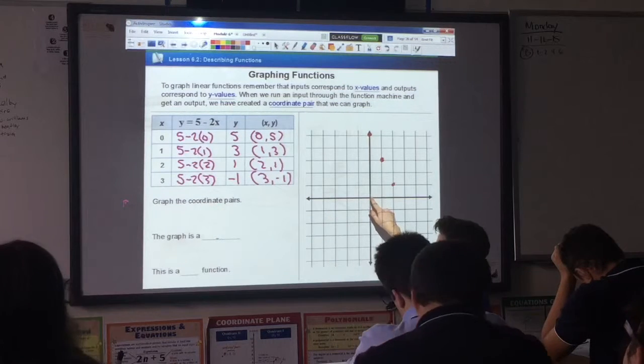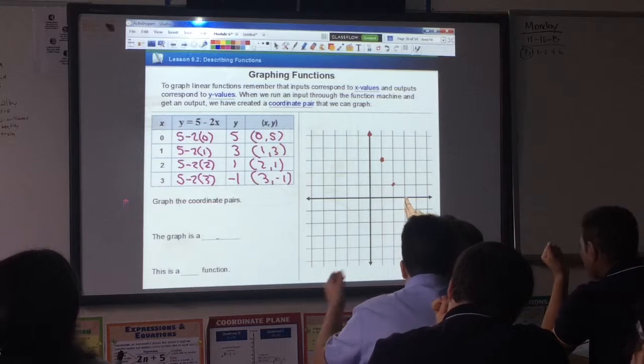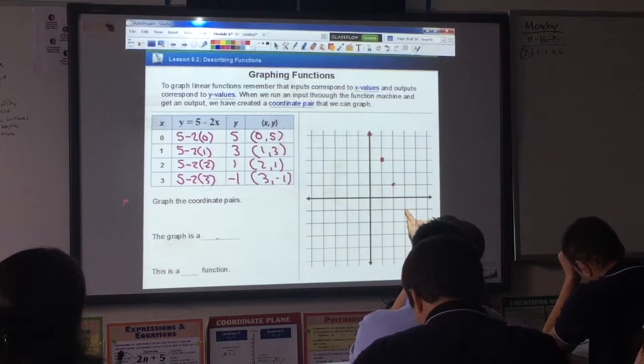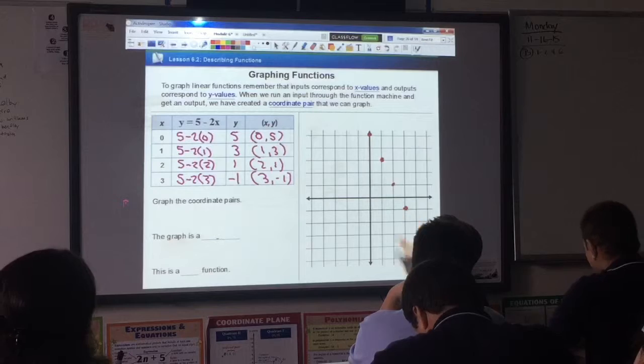How many spots? 1, 2, 3. Then up or down? Down. How many spots? 1 spot. And I put my point right there.